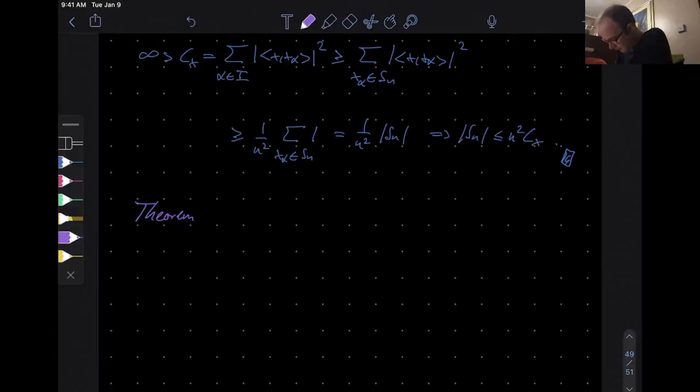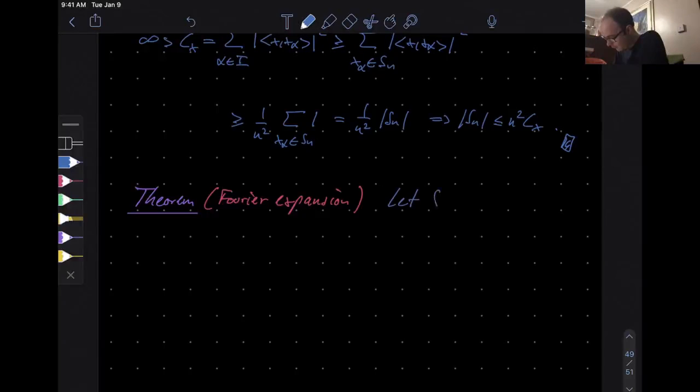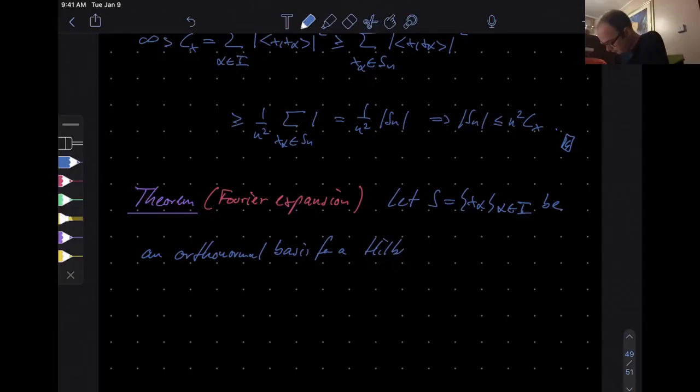Let's write that theorem that we will prove next time. So this is the Fourier expansion theorem. Maybe I will just write one part and then we will stop. This is the equivalent of what you know in linear algebra about bases, namely that they allow you to expand vectors in terms of them. So let S be an orthonormal basis, which exists by an application of Zorn's lemma, we did it earlier, for a Hilbert space H.